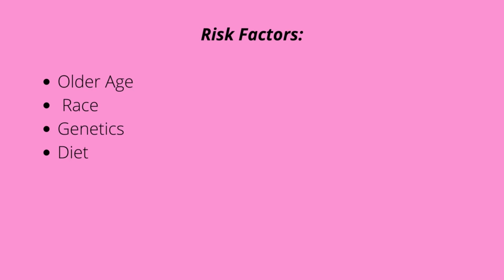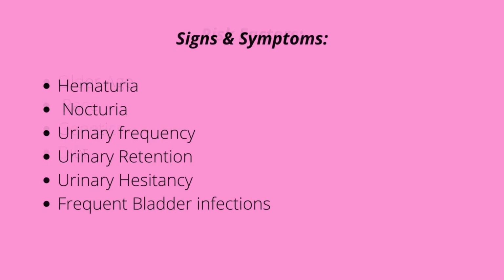So, what are our risk factors? Risk factors for prostate cancer include an older age, race, genetics, as well as diet. And the signs and symptoms of this include hematuria, nocturia, urinary frequency, retention, hesitancy, as well as frequent bladder infections. And with bladder infections, think about it. You have something that is enlarged, compressing your urethra, where the male urinates. So something is blocking it. So you're retaining this urine in your bladder, and stasis. Remember, stasis leads to a good mode of growing bacteria infections.